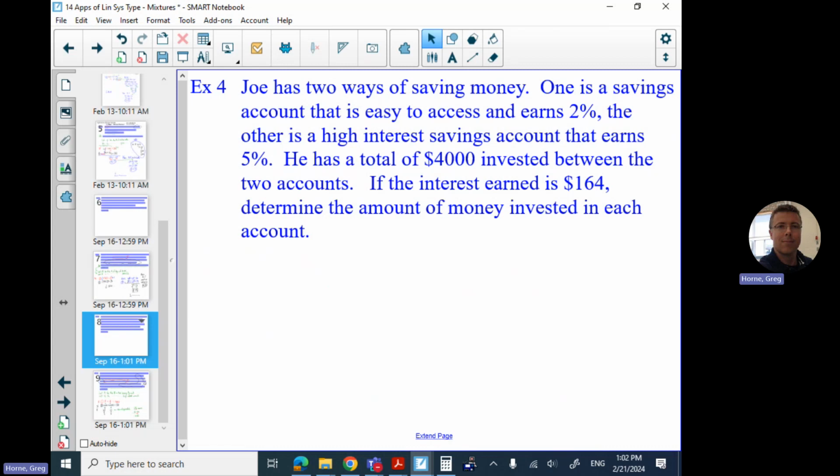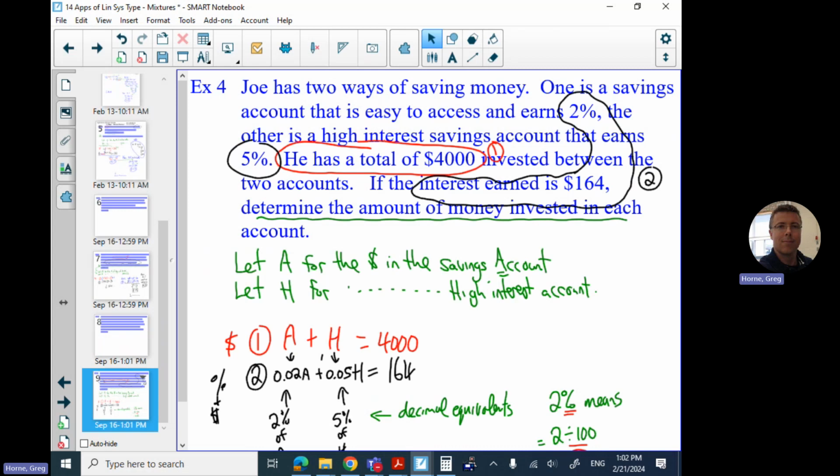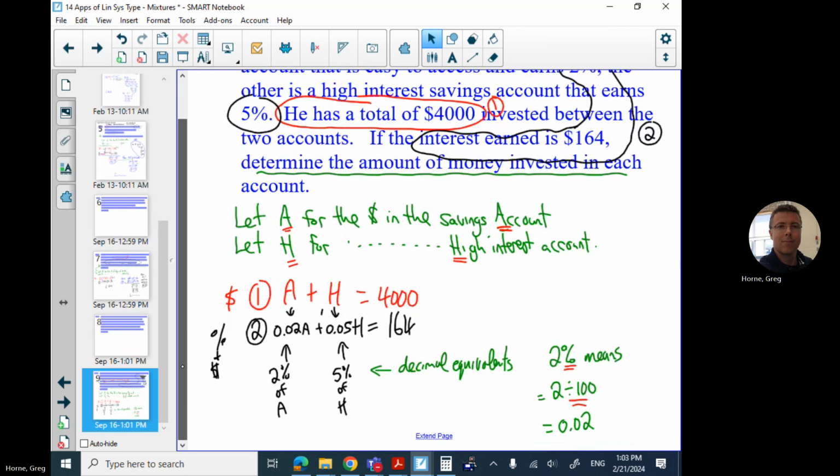So when you're ready, here we go. We've got the total value equation: A plus H is 4,000. Then 2% of the amount invested in the savings account, A for account, and 0.05 H for the amount in a high interest savings account. Just do some kind of lettering that makes sense to you, A for account and H for high interest, whatever. Something usable, something representative of what we're talking about. Two equations, two unknowns, solve, and so on.